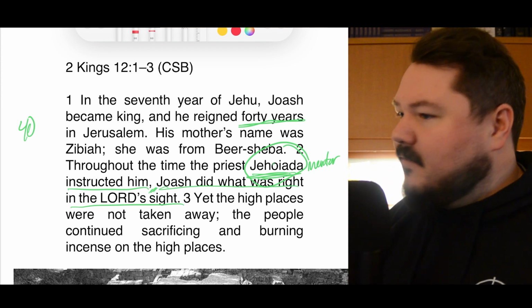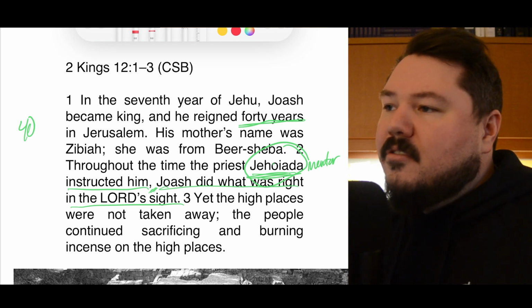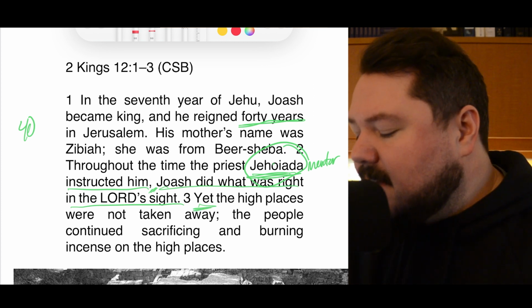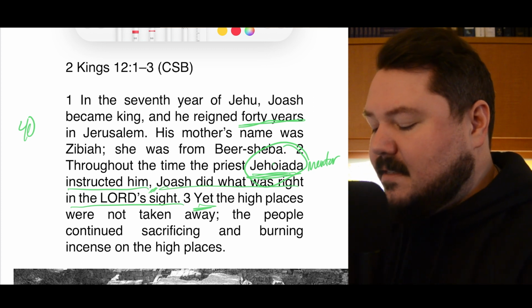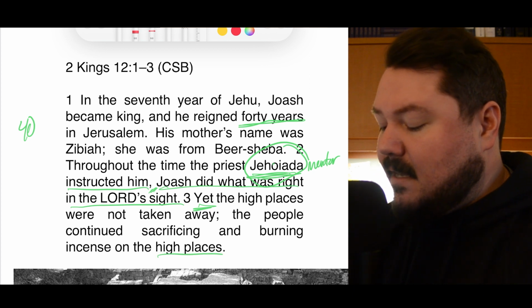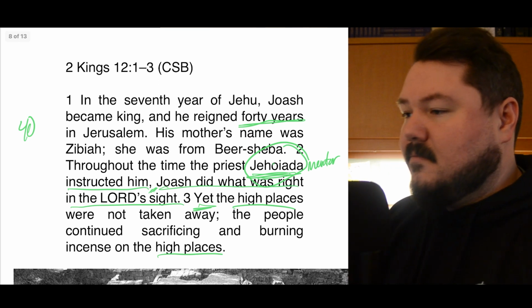So, very promising, very good, but we get this one clue of something ominous. And it's this word yet. The high places were not taken away. The people continued sacrificing and burning incense on the high places. So it's the high places remained.